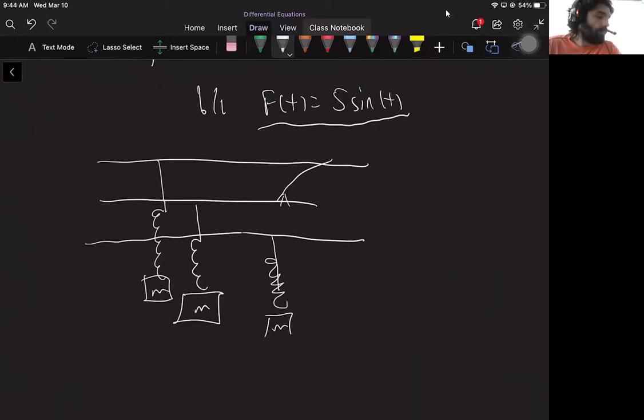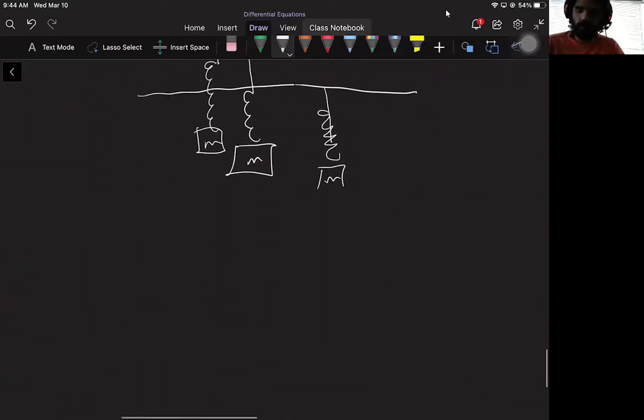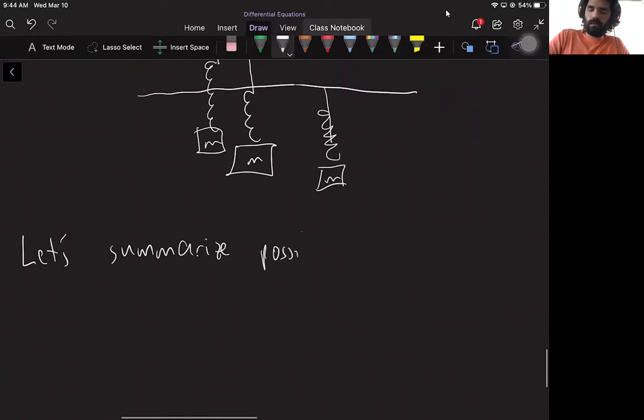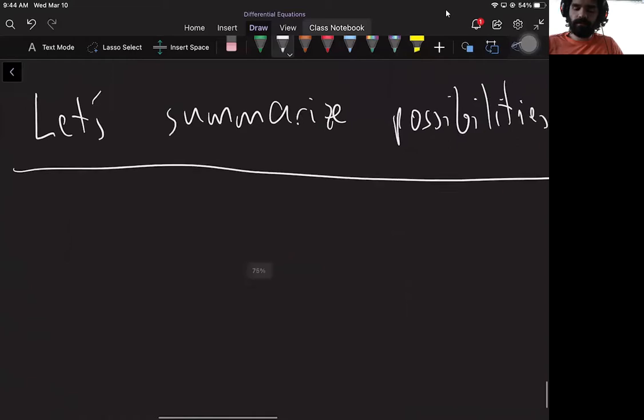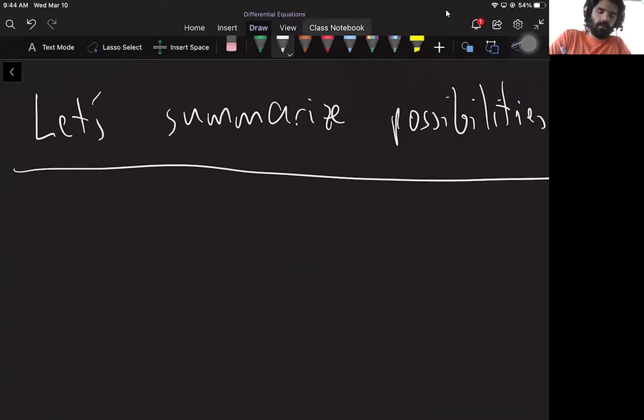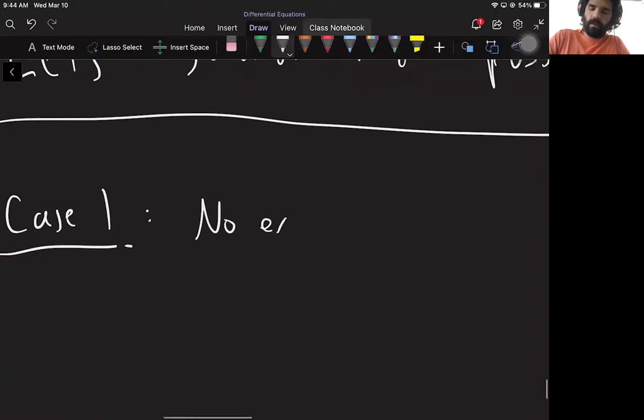Okay, so now what I would like to do is just summarize all the situations that could happen. So let's do that. There's lots of things that can happen, and it's hard to do every possible example. So let's just summarize the possibilities. All right, so we're going to break it into 3 cases, but the first case will actually have 3 sub cases. So the first case is, what if there is no external force?